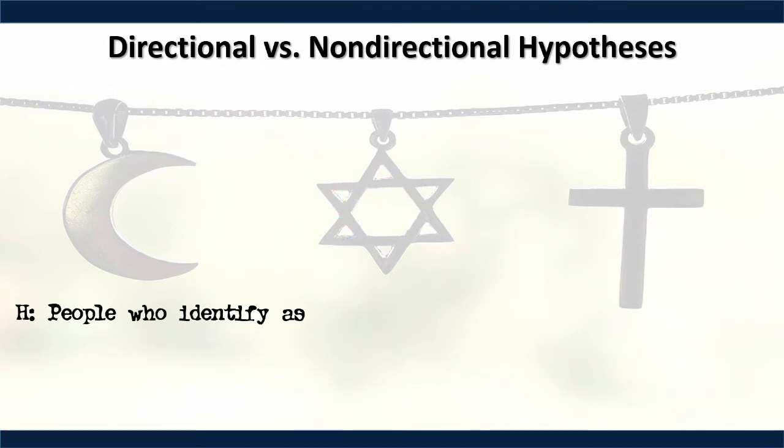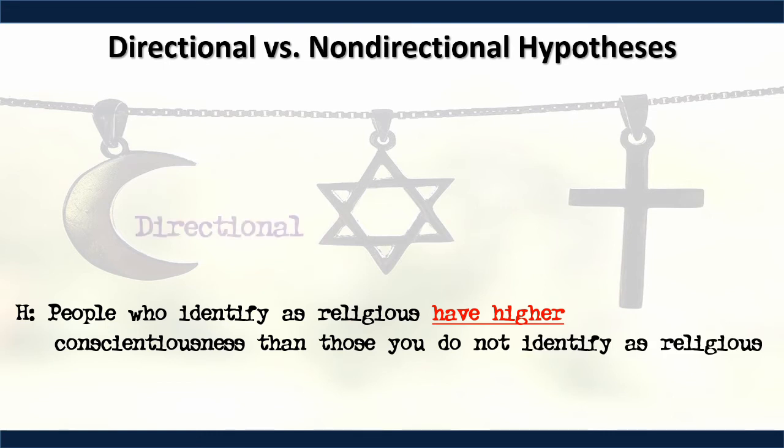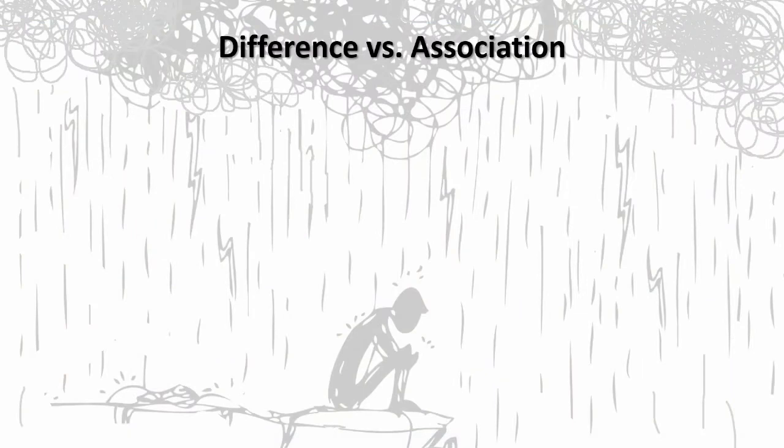But what if I specified that people who identify as religious have higher conscientiousness than those who don't? Then this would be considered a directional hypothesis because you're saying that there's a difference between the groups, meaning religious identity affects conscientiousness, but you're also predicting that one group is more conscientious than another. Hypotheses can be predictions about differences between or among groups or associations between variables.